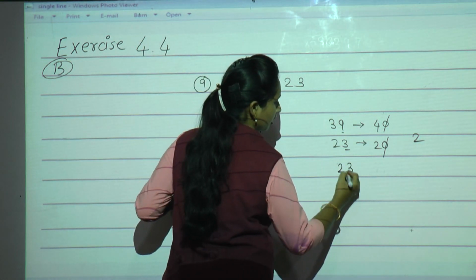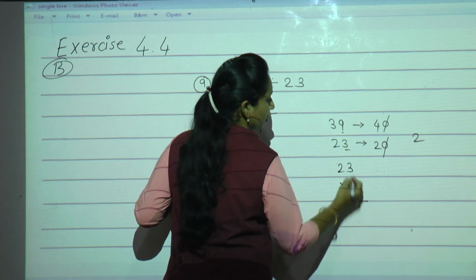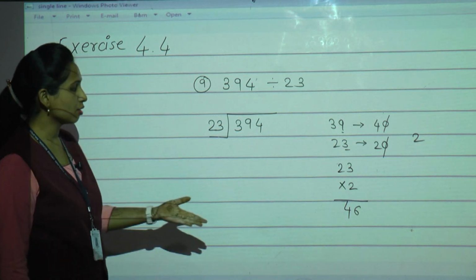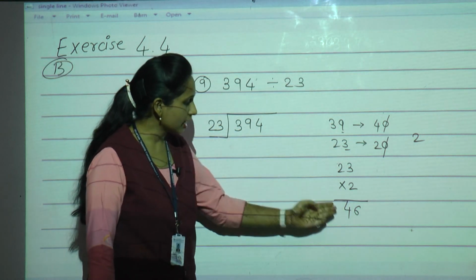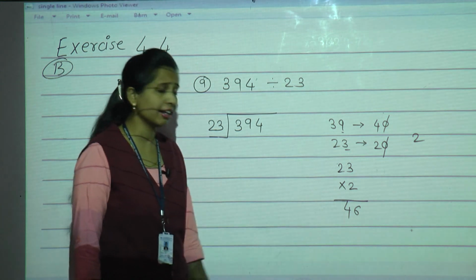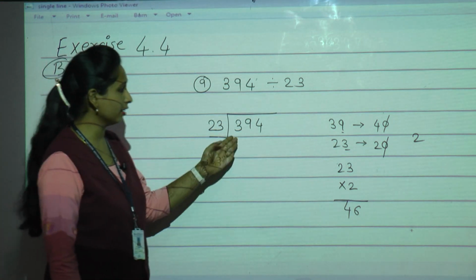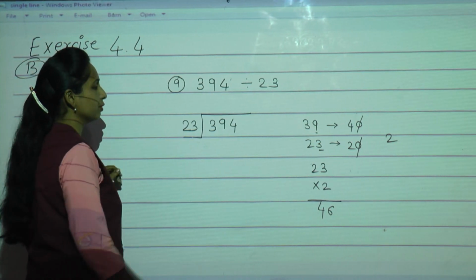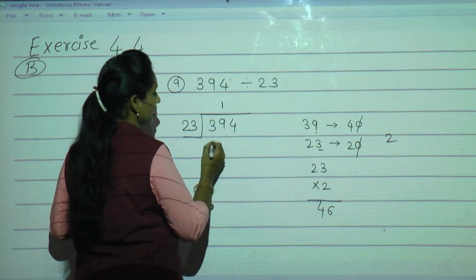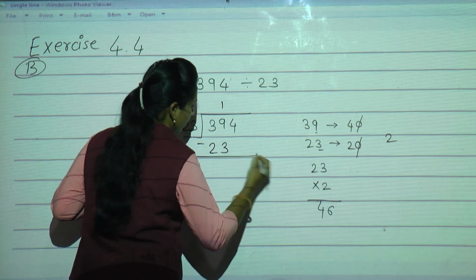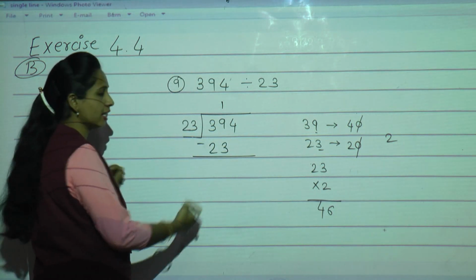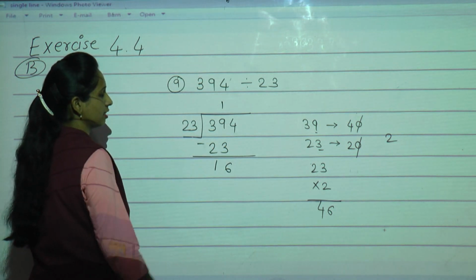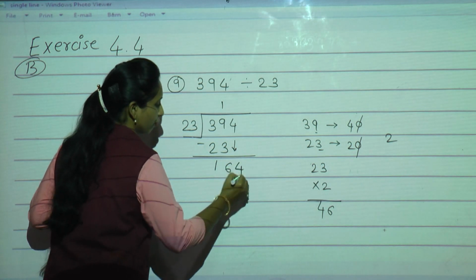23 times 2 with this quotient. 2 3s are 6, 2 2s are 4. 46. See students, 39 is greater or 46? 46 is greater. So we cannot subtract, we cannot take this number. So what do we have to do in that case? We have to go with 23 ones are 23 only. Now do the subtraction. 9 minus 3 is 6. 3 minus 2 is 1. What is left? 16.